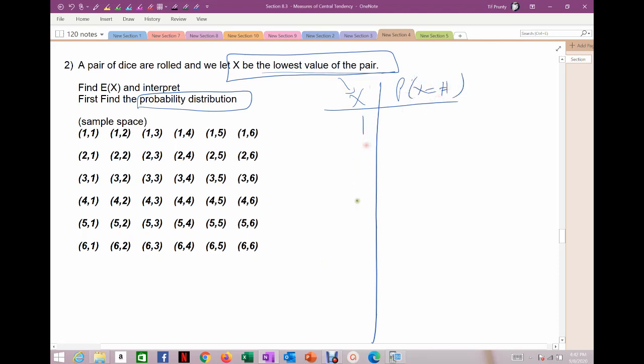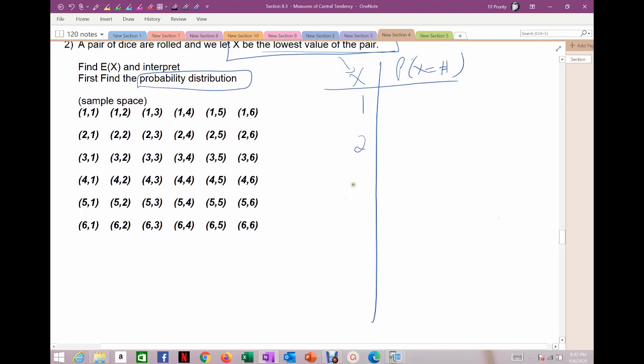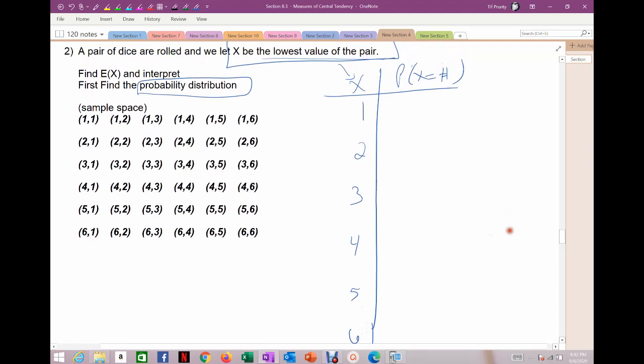And so 1 could be the smallest whenever 1 shows up. Whenever 2 shows up, as long as it's not paired with 1. 3, 4, 5. And actually 6 is a possibility because in the 6, 6 case, it's the smallest number. It's the only case where 6 is the smallest number.